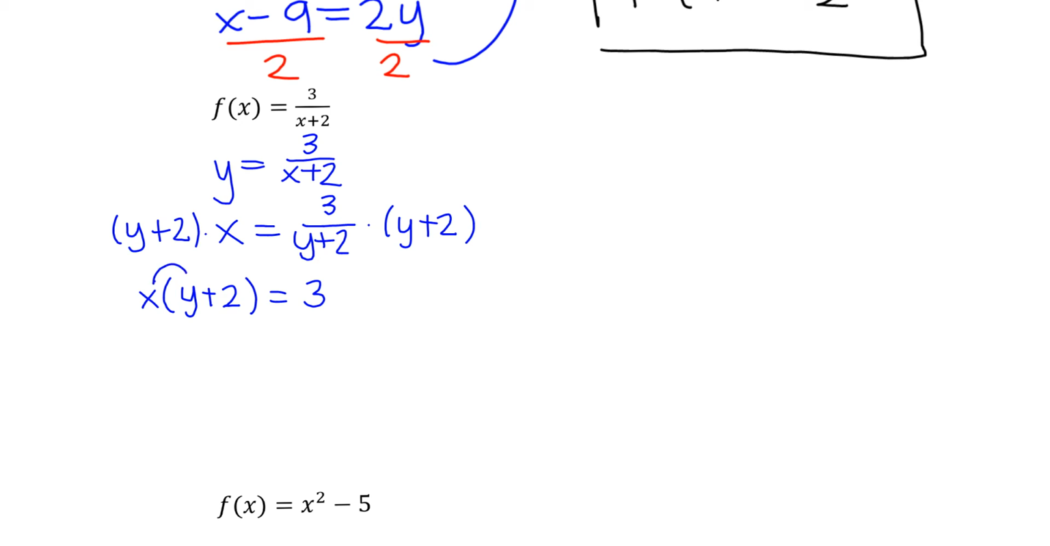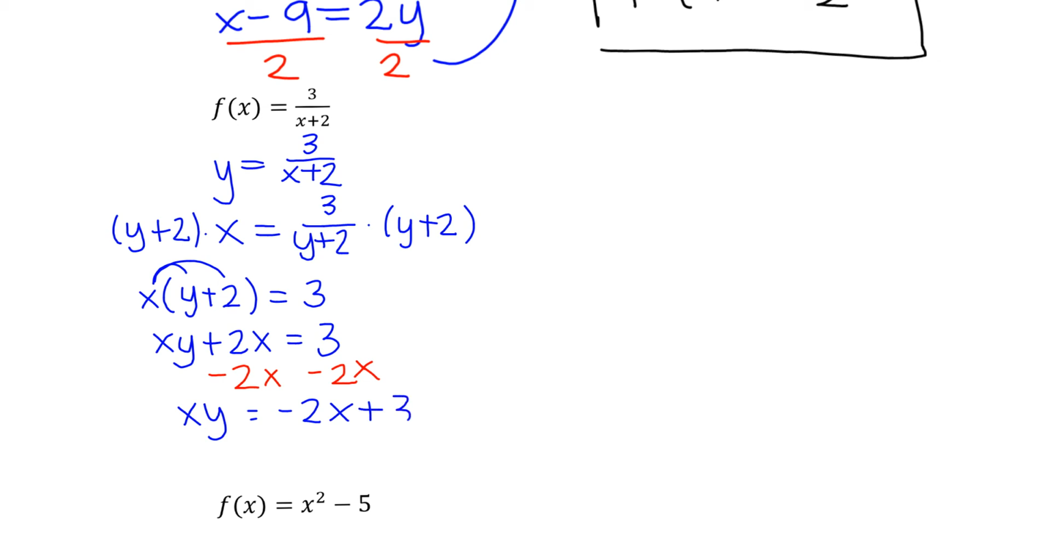I'm going to go ahead and distribute the x inside. So we get xy plus 2x equals 3. Now we can work on getting y by itself. So my first step is going to be to subtract 2x from both sides. So we get xy equals negative 2x plus 3. And then I'm going to divide both sides by x.